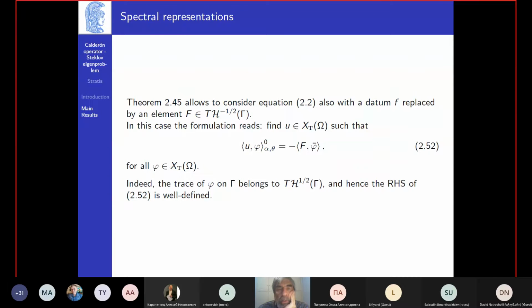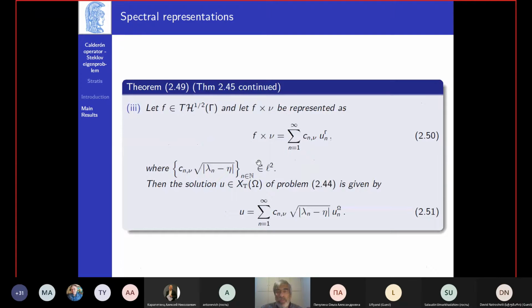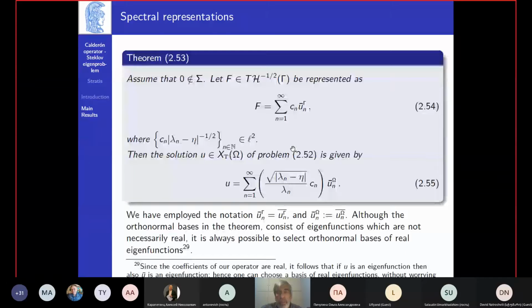So we can replace the f that was in the beginning in our definition in L2 of gamma by such an f now in T calligraphic H minus a half. And so it is well defined, and we go on to this final theorem: if zero is not in that spectrum sigma, and if f is represented like in 254, then the solution of the previous problem, the first of this problem 252, is written in this formulation.